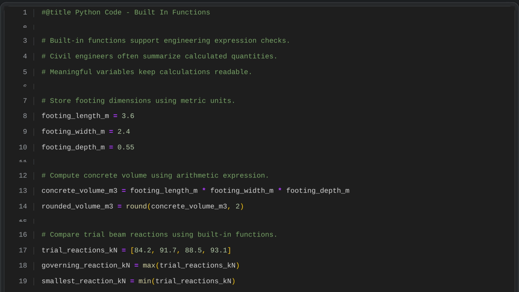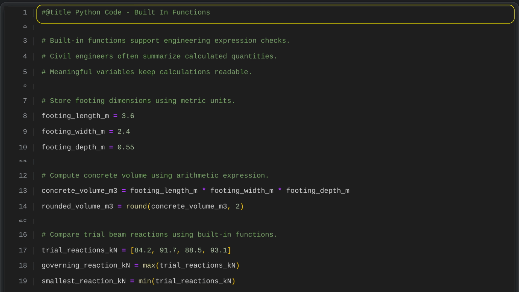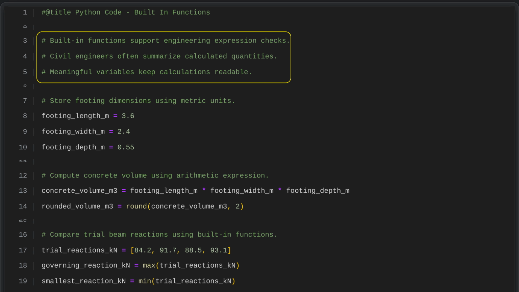Python code. Built-in functions. Built-in functions help engineers check expressions and summarize calculated values efficiently. In civil engineering work, using meaningful variables also makes calculations easier to read and understand.